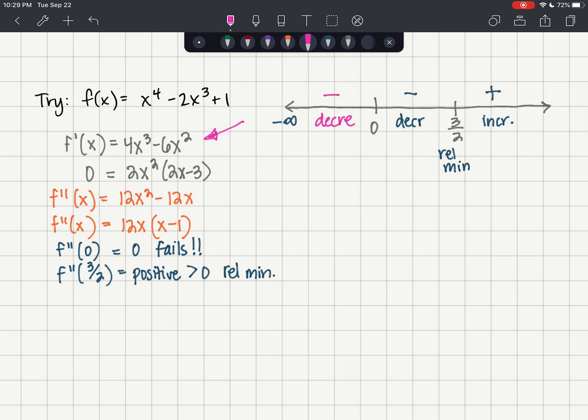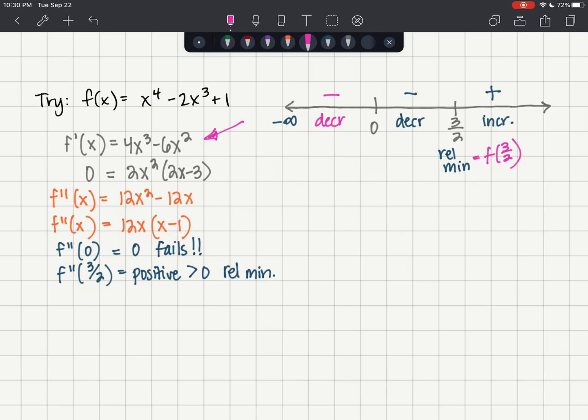That's decreasing. So decreasing to decreasing, I don't have a relative max or min because my increasing isn't happening. I'm not going from decreasing to increasing. So therefore, the only relative extrema I have is at x equals 3/2, which is equal to f of 3/2, right? So I'm going to put a 3/2 in, and I'm going to get a value out. I'm going to come back to that in a minute.